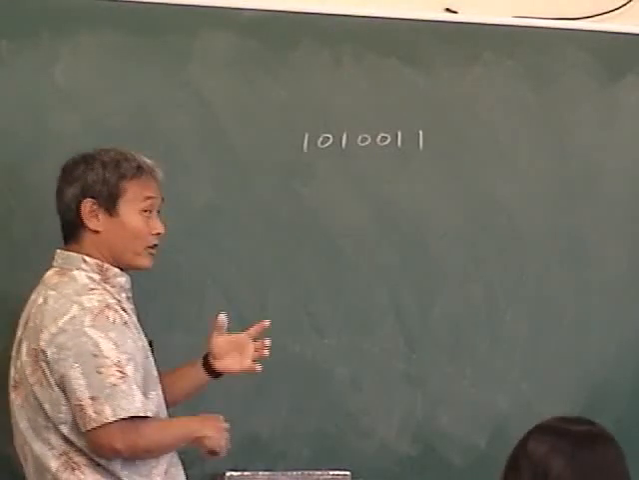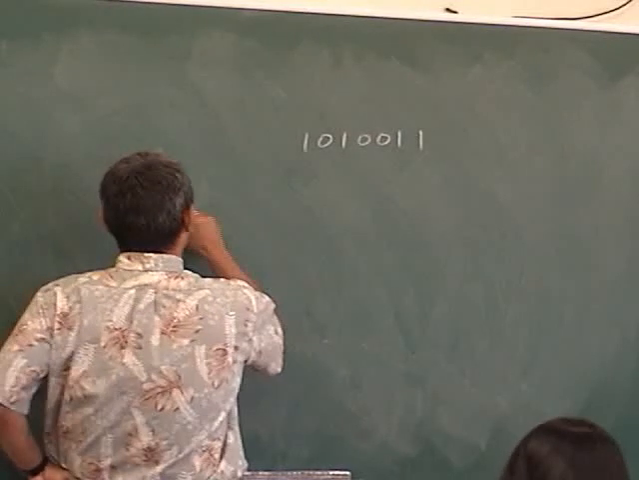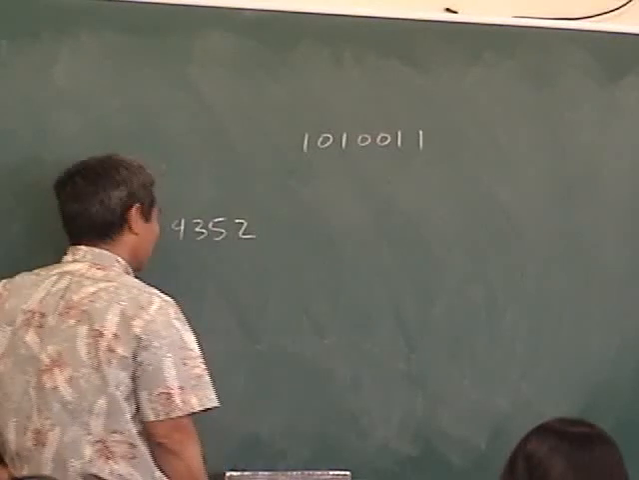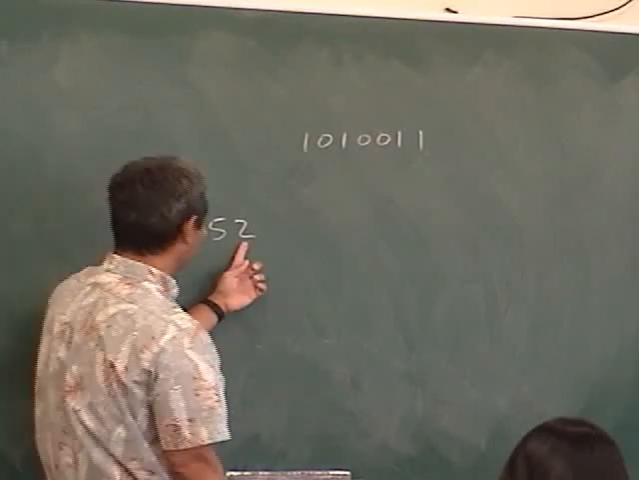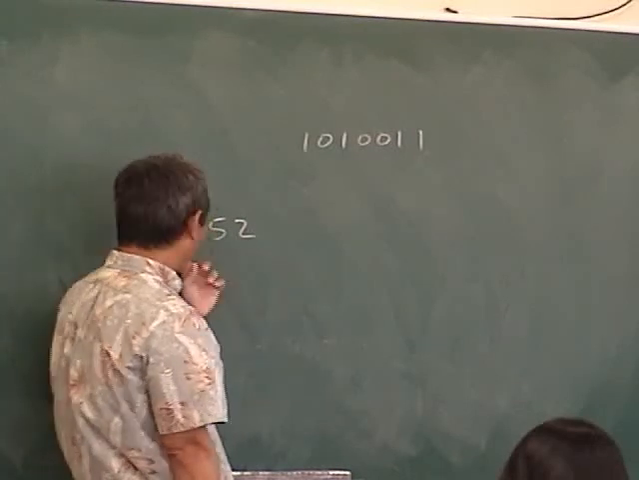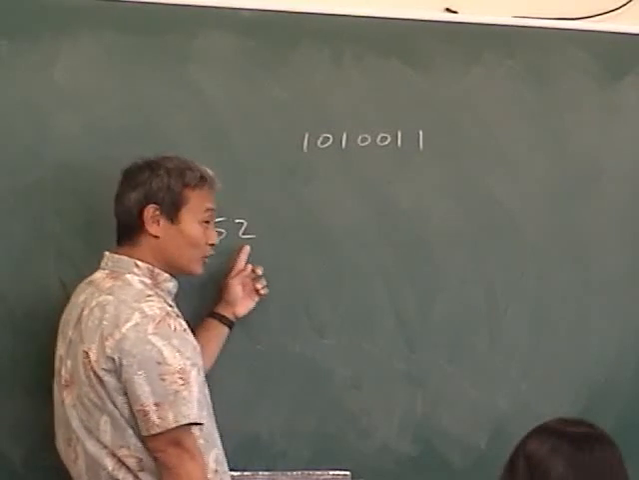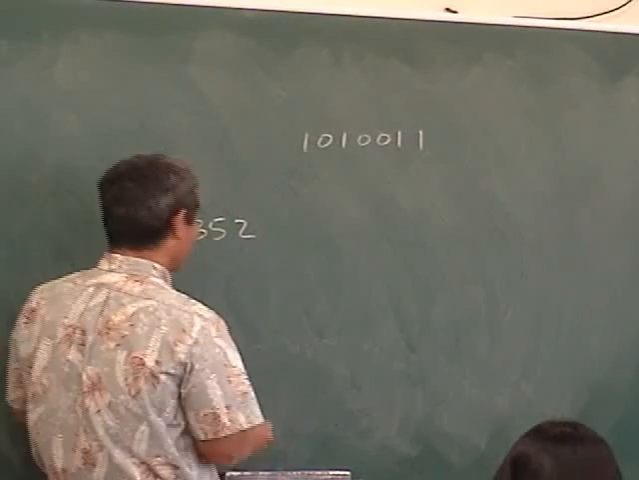Well, first of all, you got to understand base 10. For example, give me a number. 4,352. You guys understand what that means, right? Go back to elementary school. What does that mean? 4 thousands, 3 hundreds, 5 tens, and 2 ones, right? Is that the way they taught you in elementary school?